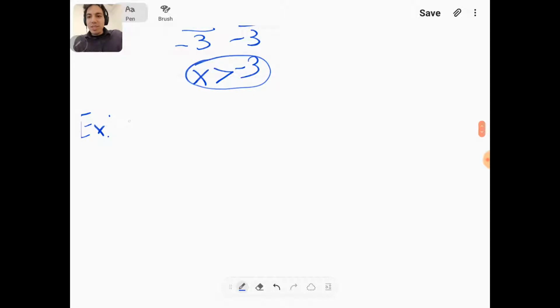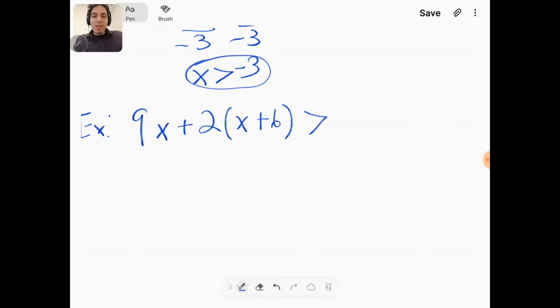Okay. This next question is a little bit long, but let's say for this one, 9x plus 2 parentheses x plus 6 is greater than 5x minus 24. And for this, you're asked for 3 things. You have to solve this, you have to graph it, and write your answer in interval notation. So there are 3 cases there. Let's solve for x first.